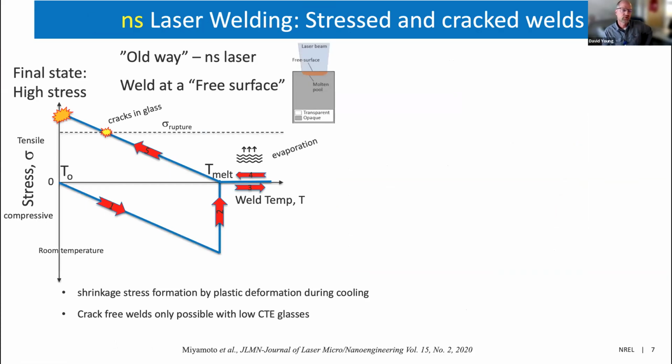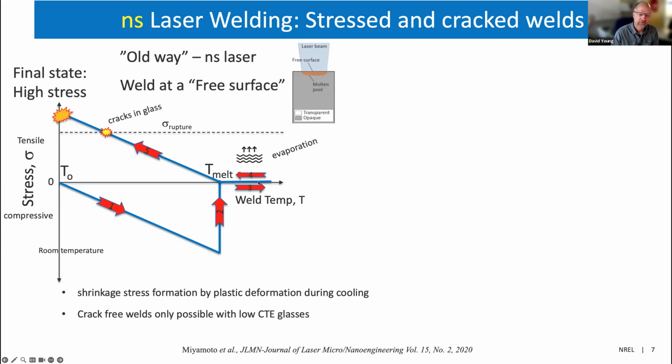The reason this is important is if you look at the stress on the weld as a function of temperature. So in the old way, as you start to heat up the weld spot, you're going to get compressive stress in that weld region. And then when you melt the surface, that stress will go away. And then you can continue to heat up the temperature of the melt. And during that time, you're actually going to have evaporation of material. So you're losing a little bit of material as you go above the melting point.